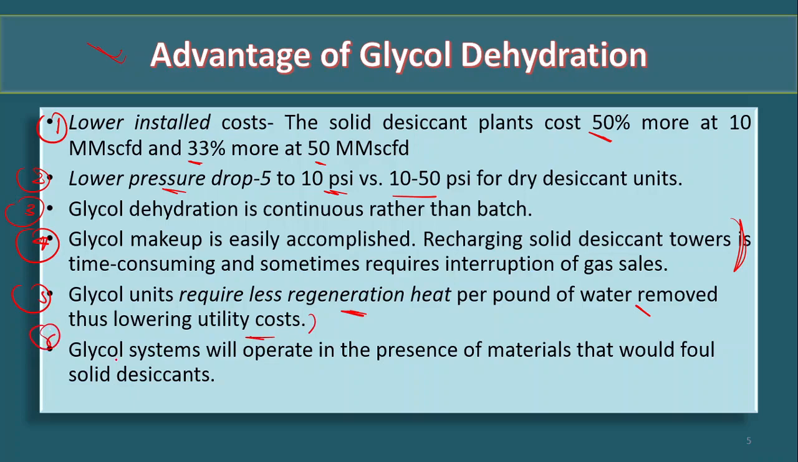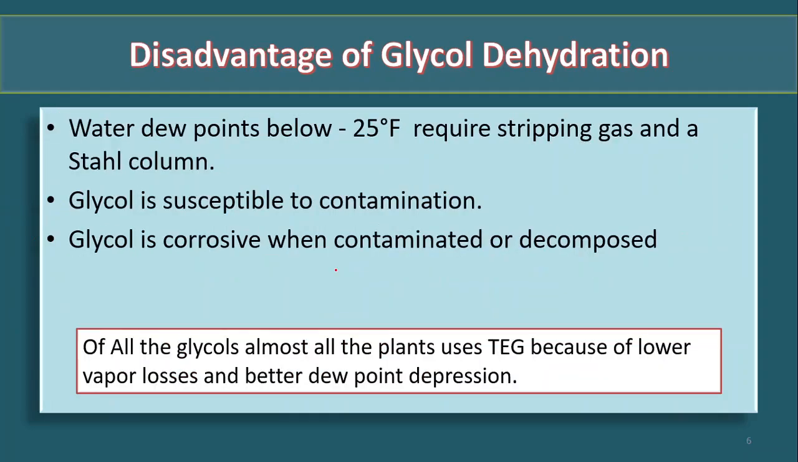And the next advantage is that the glycol system will operate in the presence of material that would foul solid desiccant if they were being used. Sometimes there are materials in the natural gas that are very detrimental to the solid desiccant, but in the glycol system you can go for operation in the absorption process, because there is no impact on the solvent. So these are the advantages of the glycol.